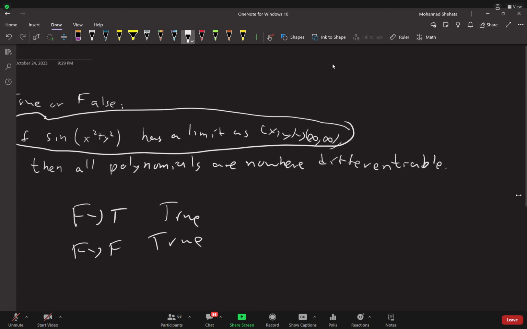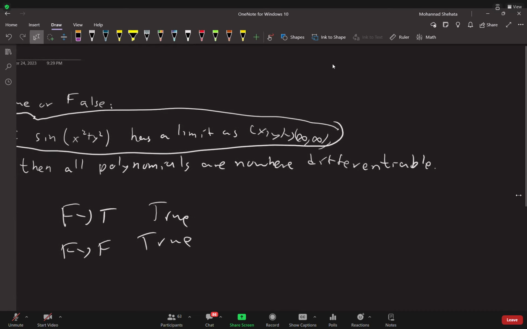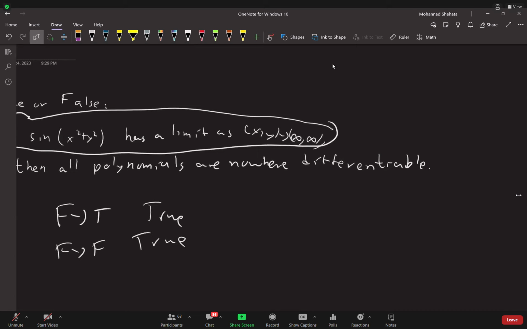Why is sine of x squared plus y squared having a limit? Does it have a limit as x and y go to infinity? The limit doesn't exist. As r increases, it keeps oscillating between 0 and 1. It doesn't approach a specific limit. So this is actually false, and the whole implication is vacuously true.